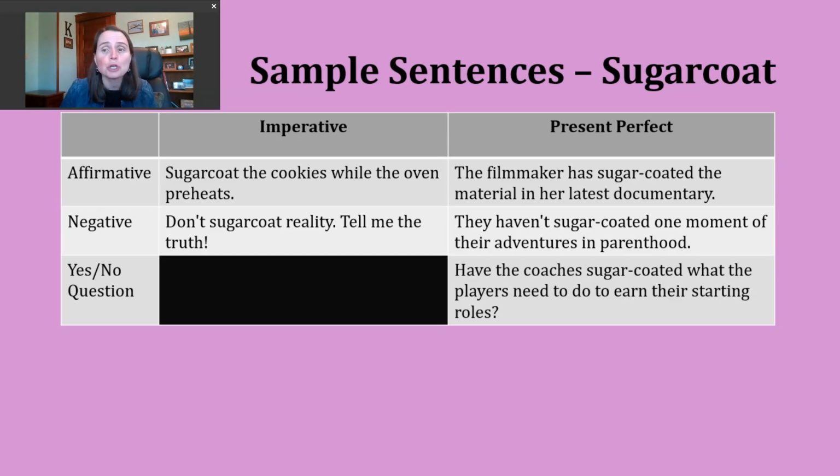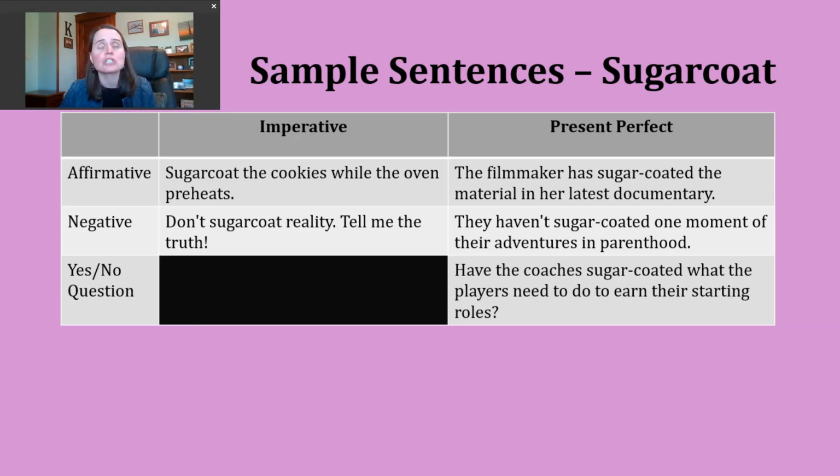They haven't sugarcoated one moment of their adventures in parenthood. Saw a sentence very similar to this, describing, I believe, kind of a social media influencer type. Or actually, I think it was a married couple, hence the they as a subject. So here they were trying to say, like, they haven't made things appear better, nicer, easier than what they really are like.